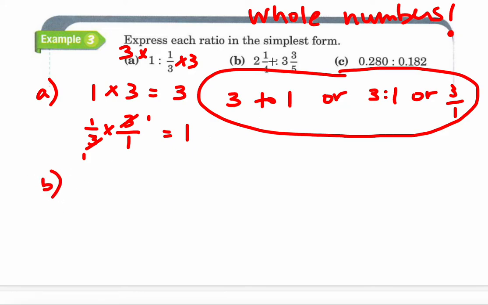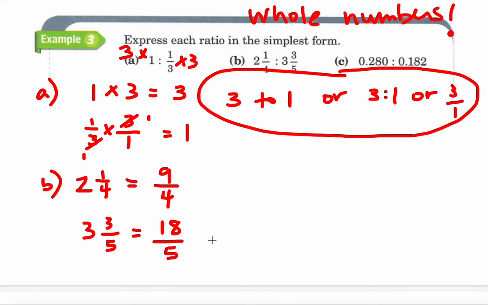Let's look at B. I have 2 1/4, and I have 3 3/5. Again, we don't want fractions within a fraction of our ratio. So let's change them into improper fractions to then see if we can change it to a whole number. 4 times 2 is 8 plus 1, so that's 9/4. And this is 5 times 3, 15, plus 3 is 18/5. So I changed both of them into improper fractions.